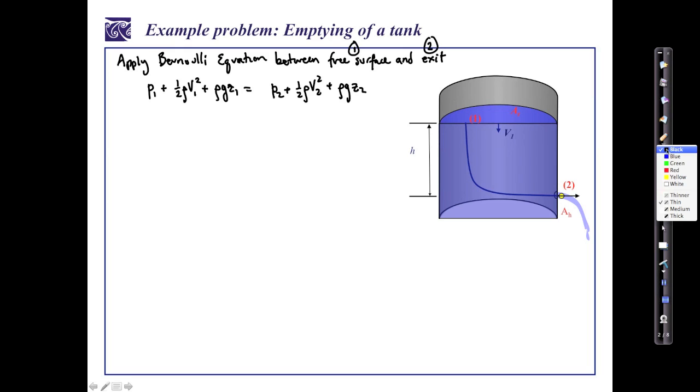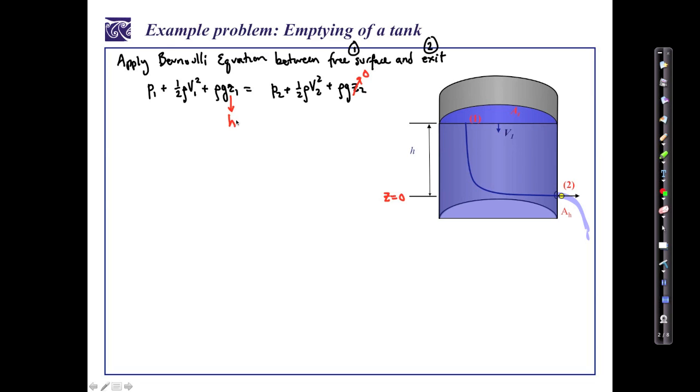Okay, let's start first with our datum. We'll define our z equals 0 point here at the exit of the jet. This is arbitrary, so we could pick it anywhere we want, as long as we're consistent. But it is convenient, so this term will equal 0. And shown here, I have the distance h measured from that reference point to the local free surface. So this z1 becomes an h.